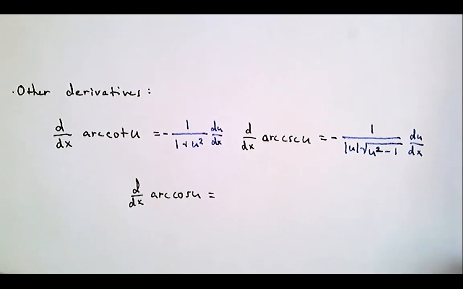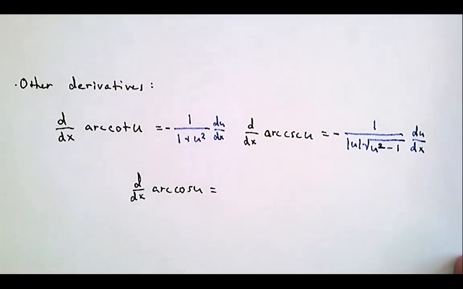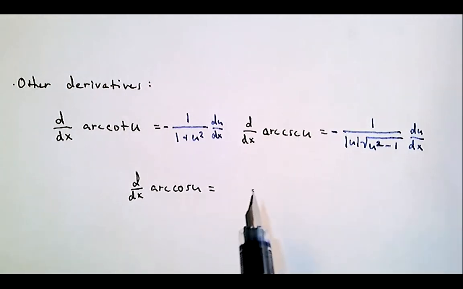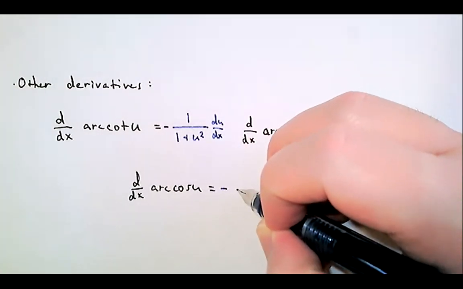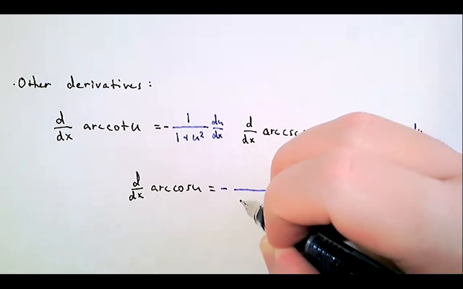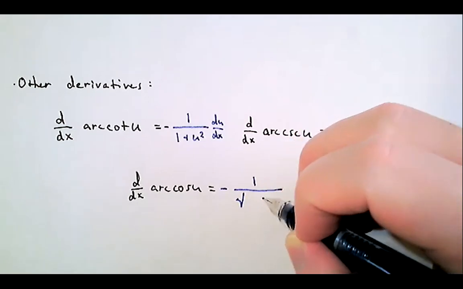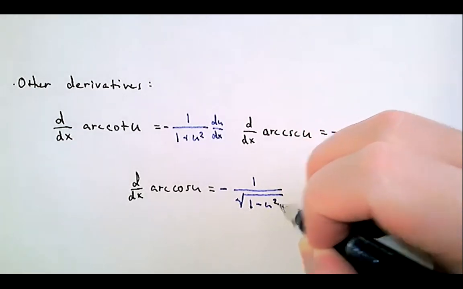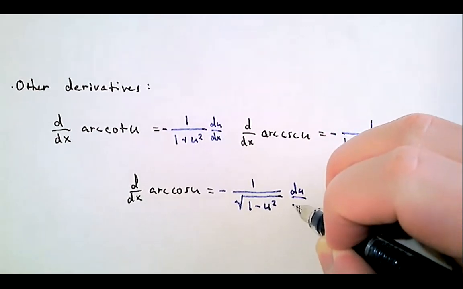Let's see, and then arc cosine, I think I might have mentioned earlier, but I'm going to go ahead and just write it again. It's similar to arc sine, but with a minus sign in the front. So it's a 1 over the square root of 1 minus u squared. And then we need the inner derivative, du dx.